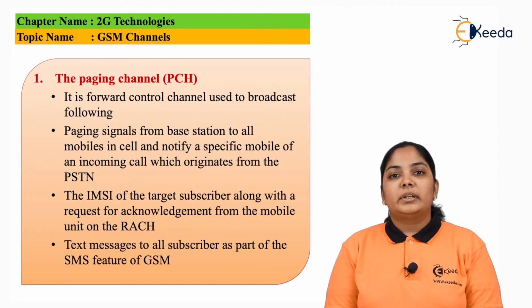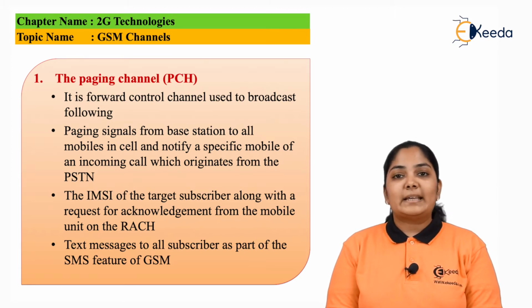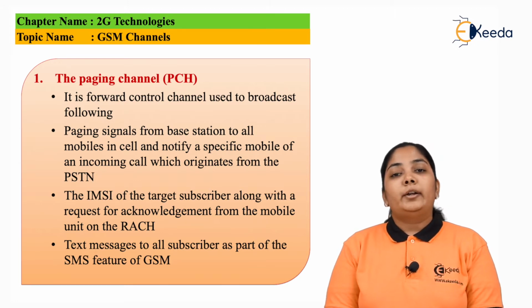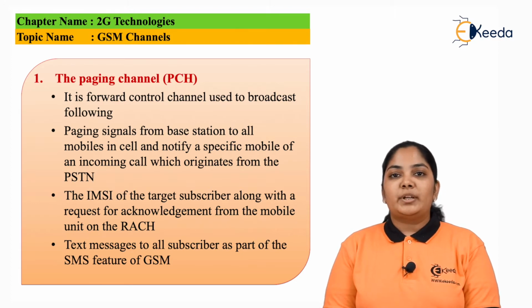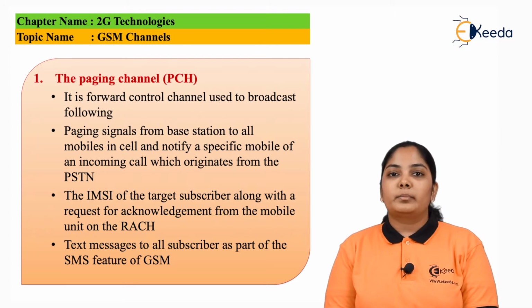It basically gives the information of the IMSI number on which the call is going to come. It also sends an information for the request of acknowledgement on the random access channel in the mobile systems. And the last information that the paging channel is used to page is the data in all the cells. So the data information is also paged to the mobile phones, that is, the text messages are also paged using this channel on all the phones.